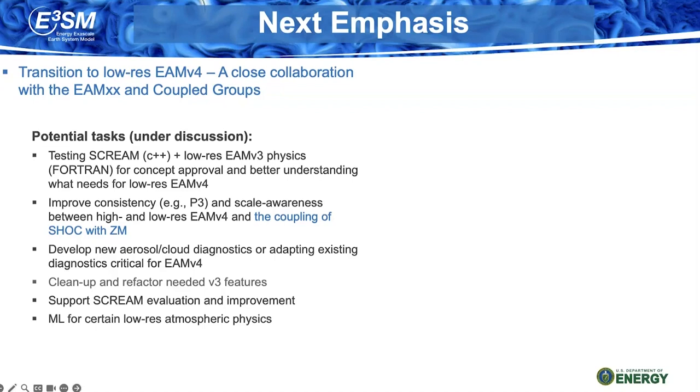This is one idea. We also see some inconsistencies in representing the cloud microphysics between the EAMxx, the high-res, and also the low-res. And also, because this model will be used for different scales, we need to improve the scale awareness. We also need to make sure SHOC will work well with ZM, the deep convection, when we use SCREAM for the high-res, for the low-res applications. So there are some other things we need to do.